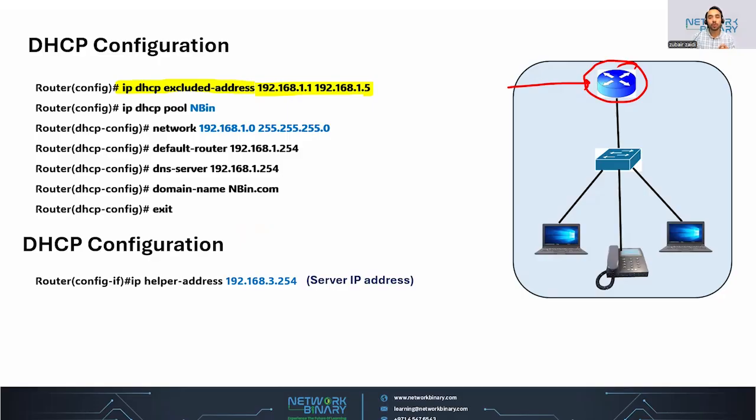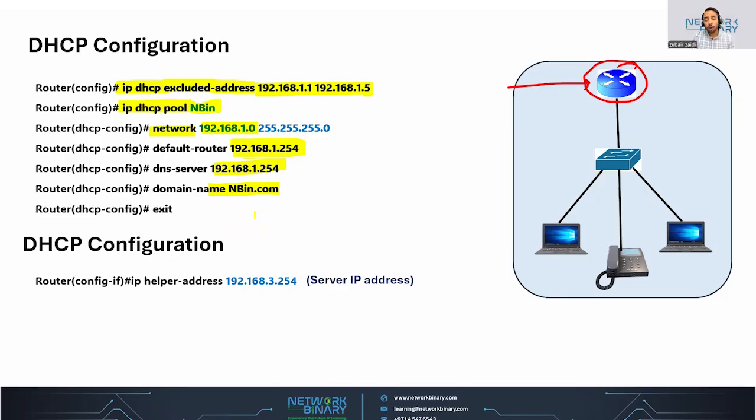Now, how do we enable a DHCP pool on our Cisco router? We have a simple command, just type ip dhcp pool. You need to define the name, any name. I'm using npin. Then you have to define the network, whatever network you want to use. In my case, I'm using 1.0 with its subnet mask. Additionally, you can define the gateway IP address, which is the IP address of your router interface, and the DNS server IP address, or you can define the domain name.